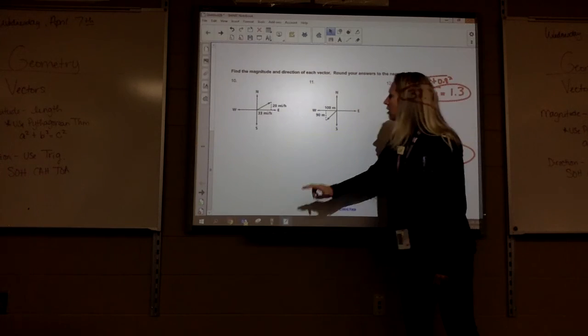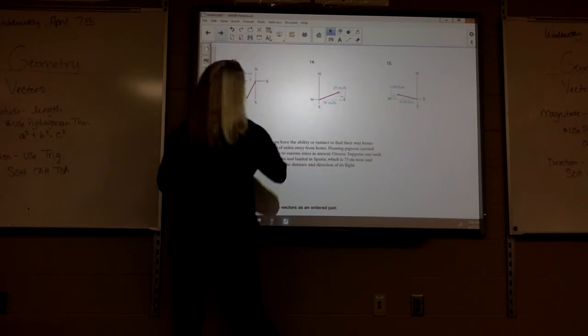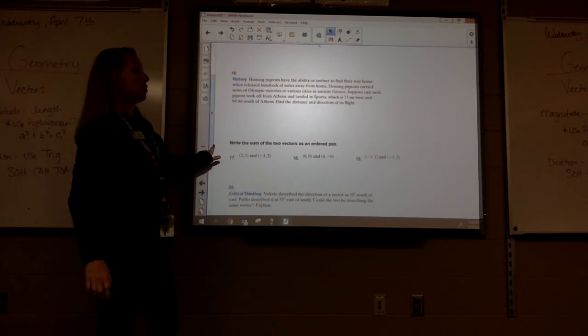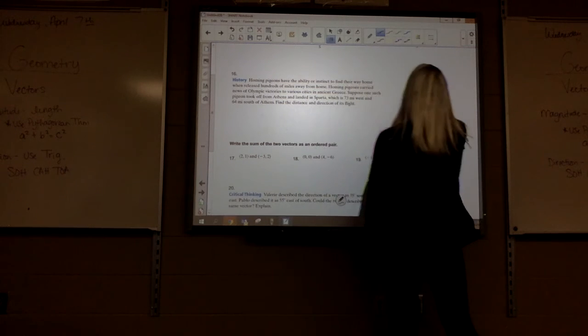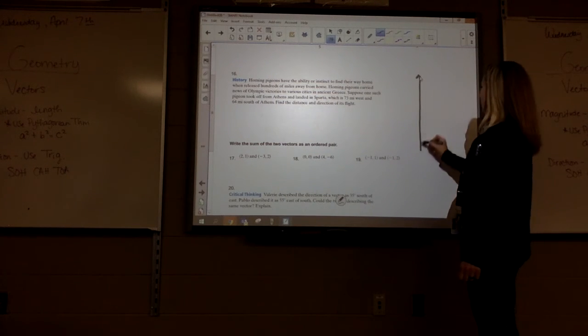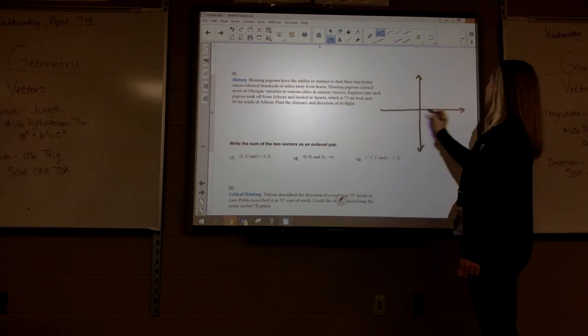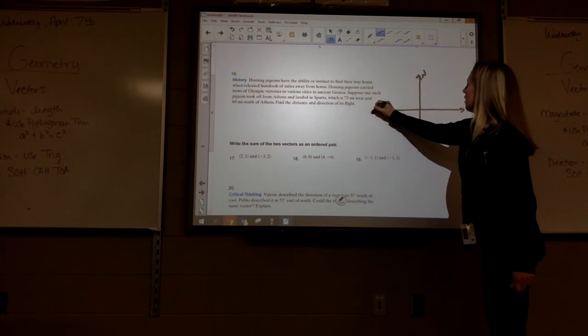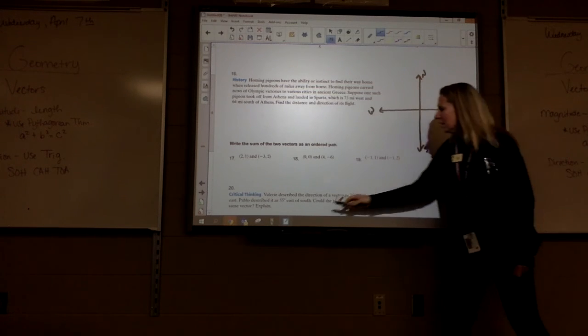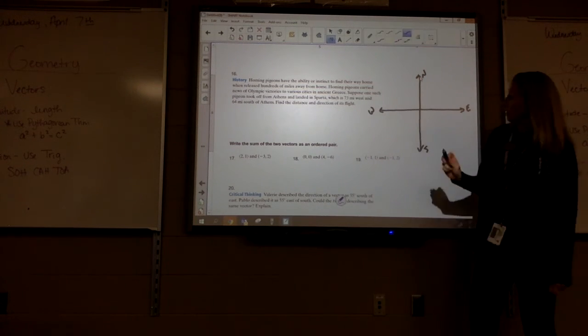So on your worksheet, you've got this word problem. So I'll help you set it up, but I'm going to have you do the magnitude and the direction. So you'll want to draw your compass directions: north, south, east, west. So we're going to start at the origin.